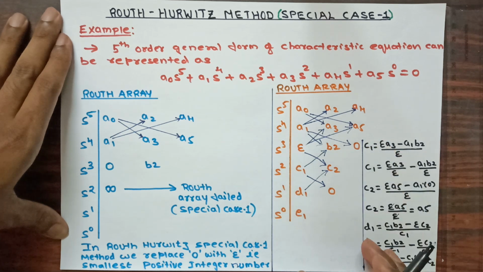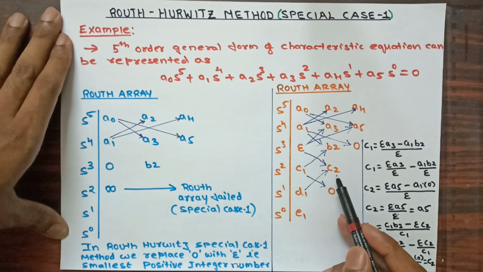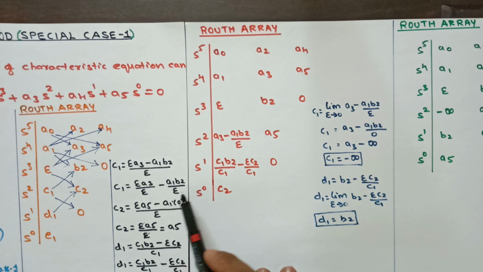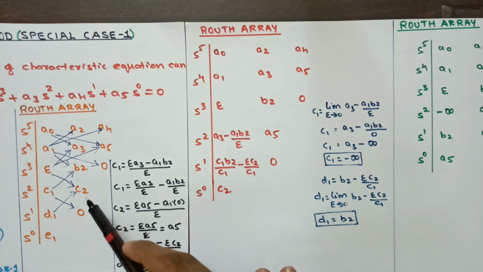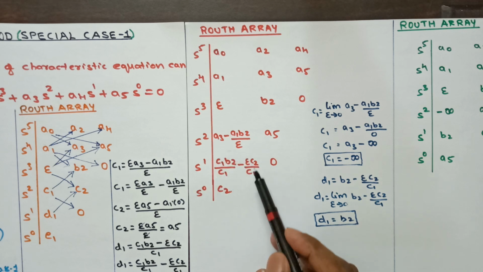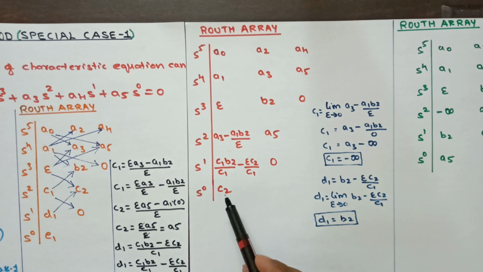Now this is the array we got, but I want to comment on the stability. I need to substitute the c1 value, c2 value, d1 value and e1 value. For the c1 value, I got c1 is equal to epsilon a3 divided by epsilon minus a1 b2 divided by epsilon. That I am writing as the c1 value here. And c2 value, we know we got c2 is equivalent to a5. I am writing the c2 value as a5. And next you can see the d1 value I got: c1 into b2 divided by c1 minus epsilon c2 divided by c1. That d1 value I have written here. And e1 value, you can see I got c2, I have written here c2.